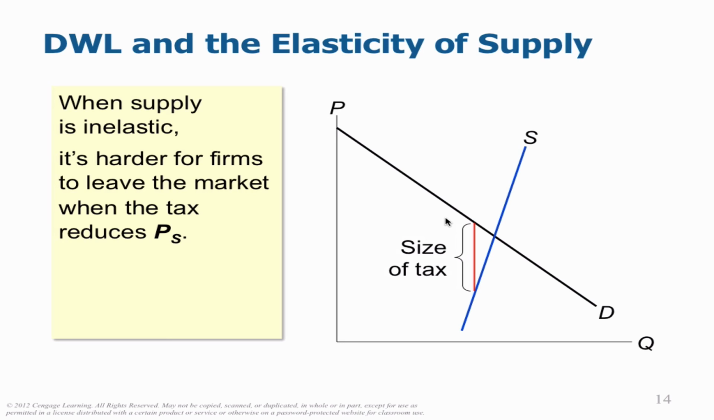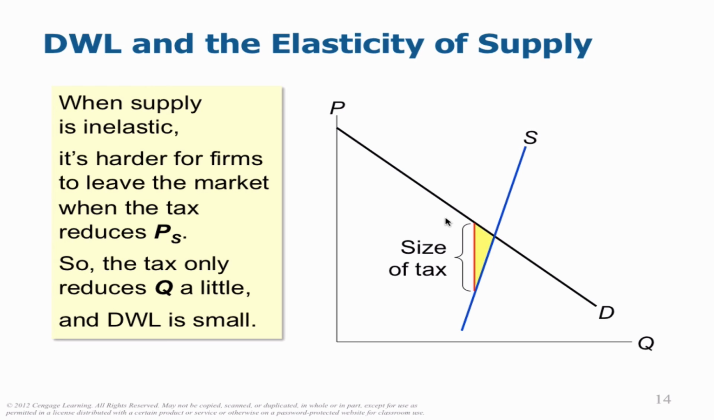I'd like to be a neurosurgeon. Not a perfectly competitive market there, is it? I'd like to mow lawns. Now there's a perfectly competitive market. I have hands, feet, and a mower. I'm qualified. So the tax is only going to reduce quantity a little bit, and the deadweight loss is tiny, is small.